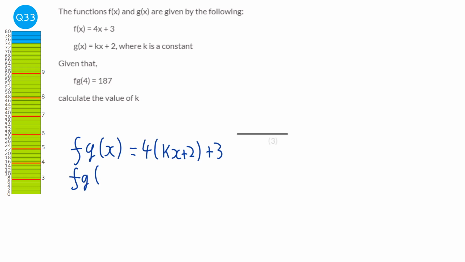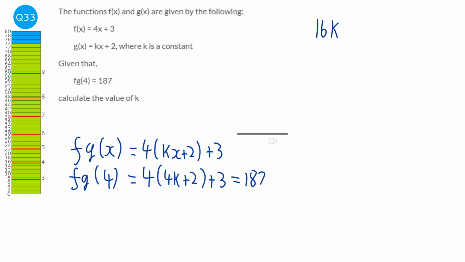So when 4 is put into it, well, let's put that 4 into it. So 4 brackets, and it's k times 4, so that's 4k, plus 2, plus 3. And it says that that will equal 187. So we've actually got something we can solve here. So I'm just going to rewrite that, but actually I might expand the brackets as well while I'm at it. So 4 times 4k is 16k, 4 times 2 is 8, plus 3 equals 187, and let's get our solving lines in.